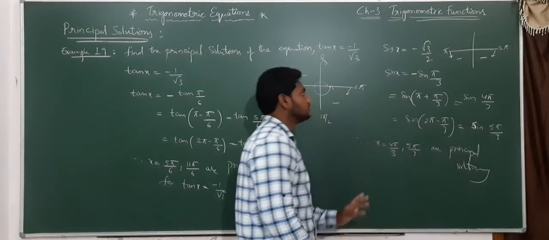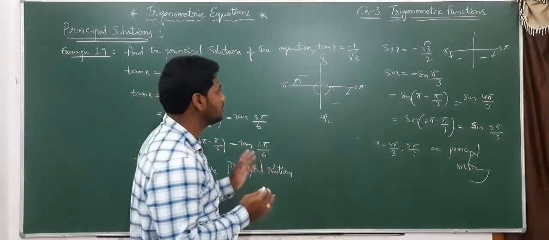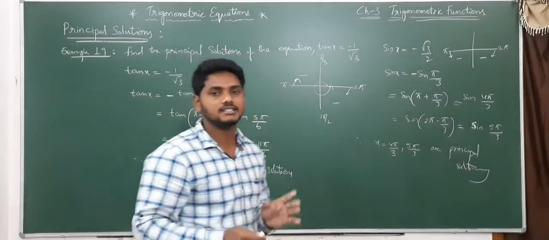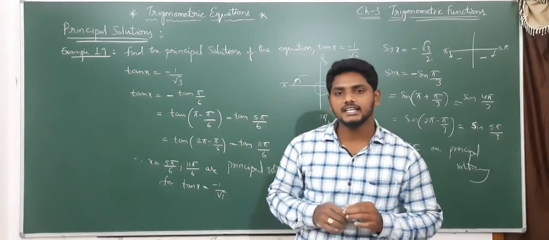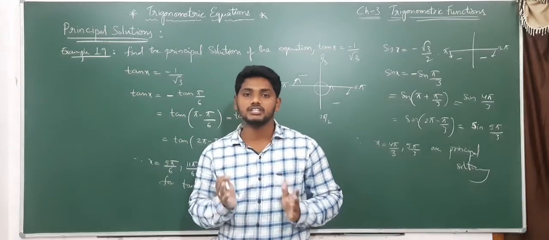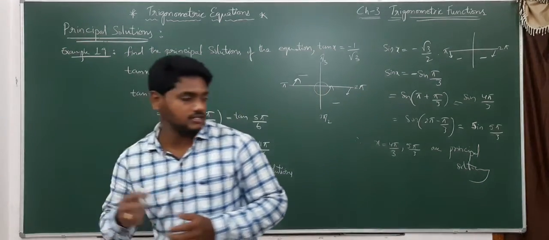So this is about the concept of principal solutions. Today's assignment is based only on principal solutions. In the next class, as I said, we will do problems on general solutions. Now, the difference between ratios, identities, equations, and functions. So what are the differences?